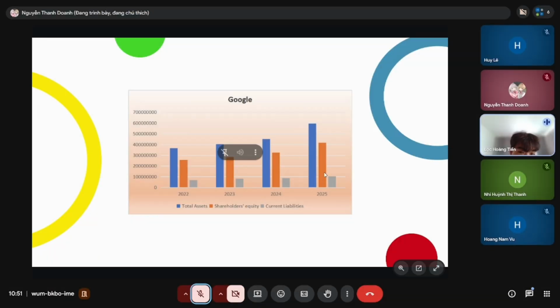So on the next part, we see here a chart that shows the total assets, the shareholder equity, and the current liabilities. About this chart, we can see clearly that all three of these have increased throughout the years, and that will lead to the current liability analysis.